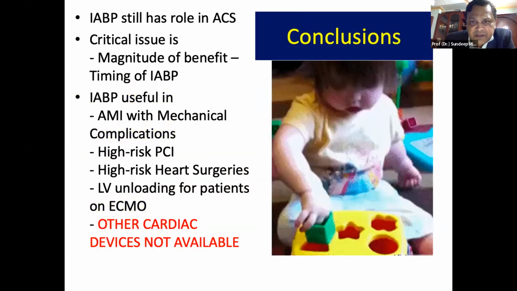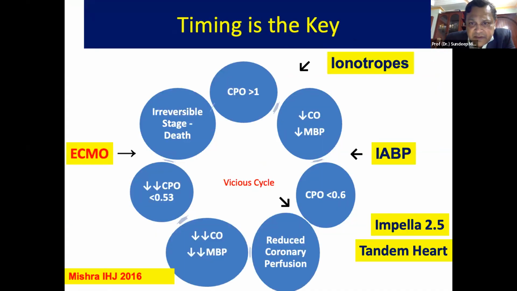I will just come to this. You can see that different devices are beneficial at different CPO levels. Initially inotropes may be useful, as the patient starts dropping pressures, then IABP may be useful for a very small window. But once that happens even further, then Impella or TandemHeart is useful.